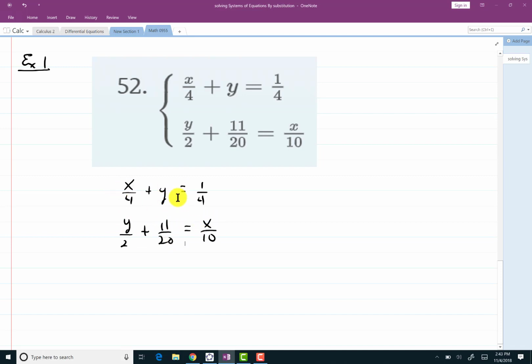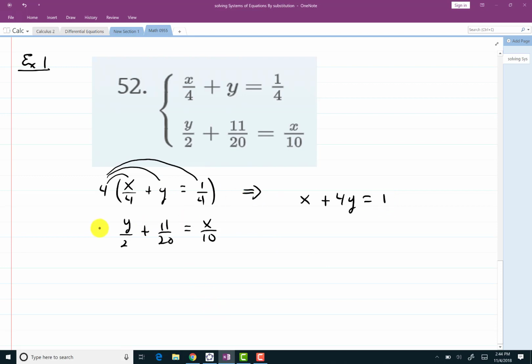In order to clear out the fractions from the first equation, I'm going to multiply it by 4. Then when you multiply it through to each and every piece, the 4's will cancel, and this equation will turn into x, because 4 and x over 4, those 4's cancel, and you'll have just an x. Then you'll have 4y, and then 4 times 1/4 will equal 1.